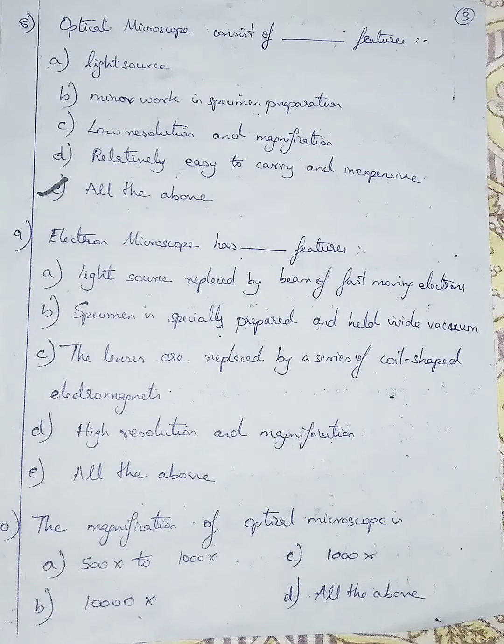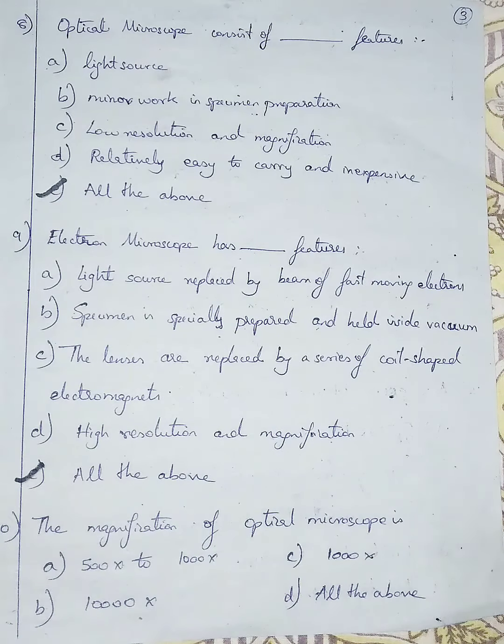Option number C, lenses are replaced by a series of coil-shaped electromagnets. You are replacing the lens with a series of electromagnets in the case of the electron microscope. Option number D, high resolution and magnification. Yes, the electron microscope provides high resolution and magnification. Option number E, all the above. All the factors A, B, C, D are features of the electron microscope. So I am going with option number E, all the above.